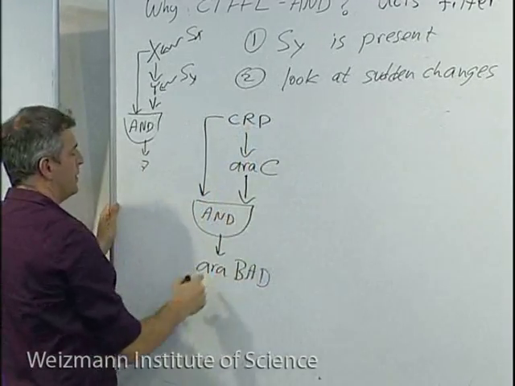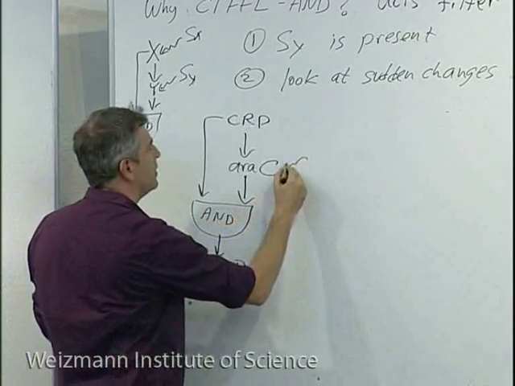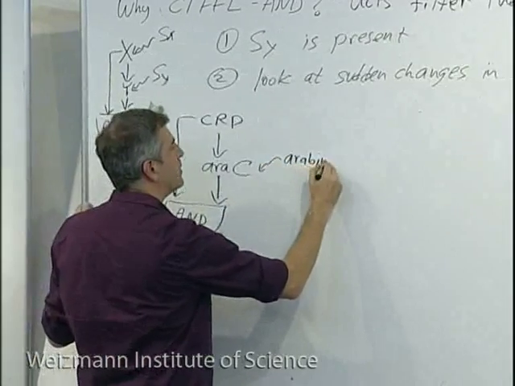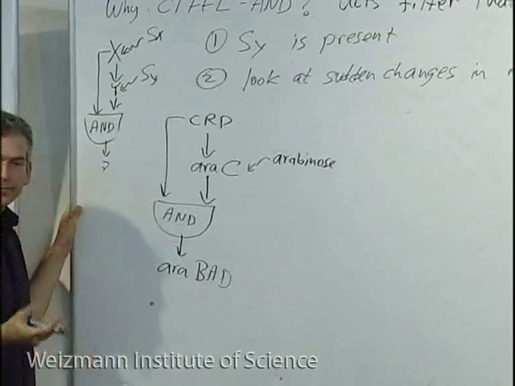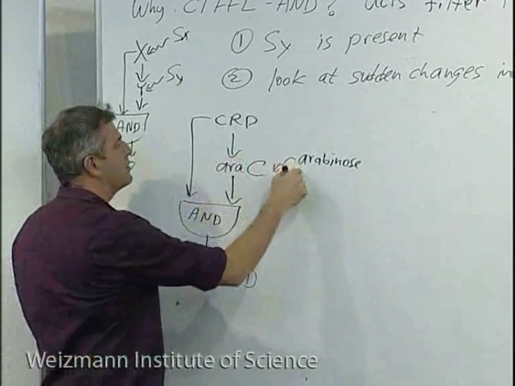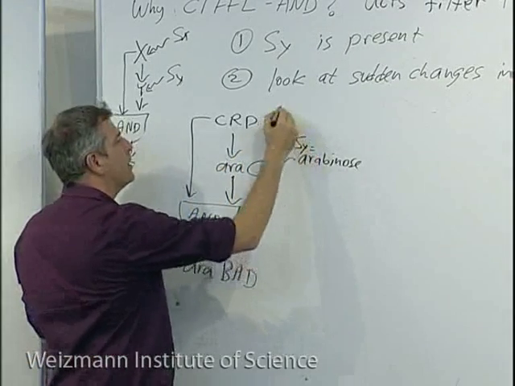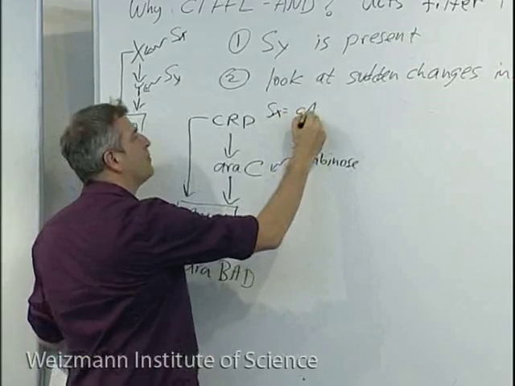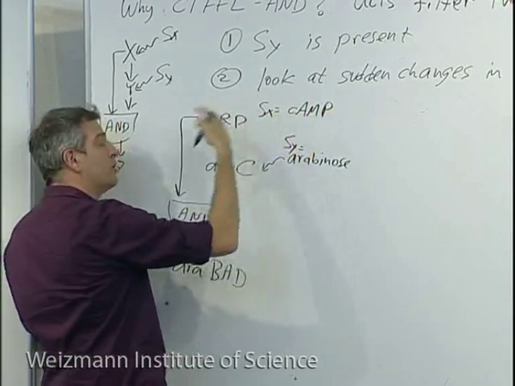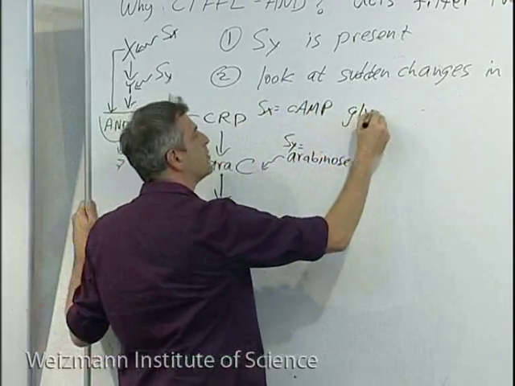This system eats a sugar called arabinose. This is a sugar that E. coli can grow on. And it has two signals. One is this arabinose, that's SY. And SX is a small molecule that E. coli produces within the cell when there is glucose starvation, when it's starving.